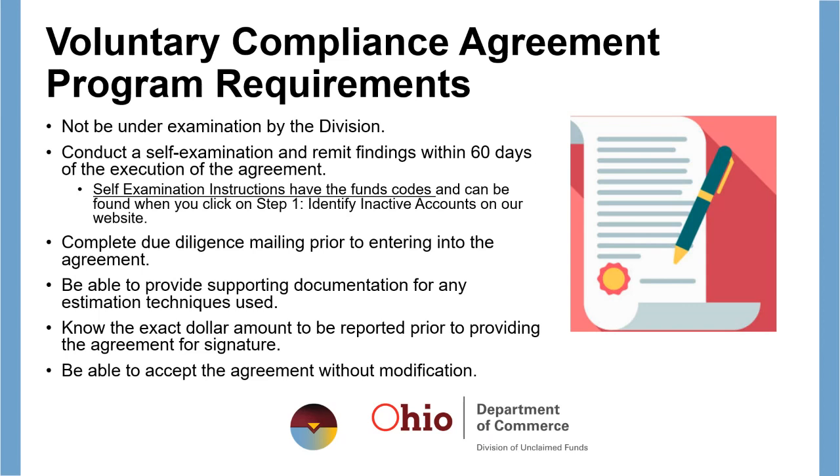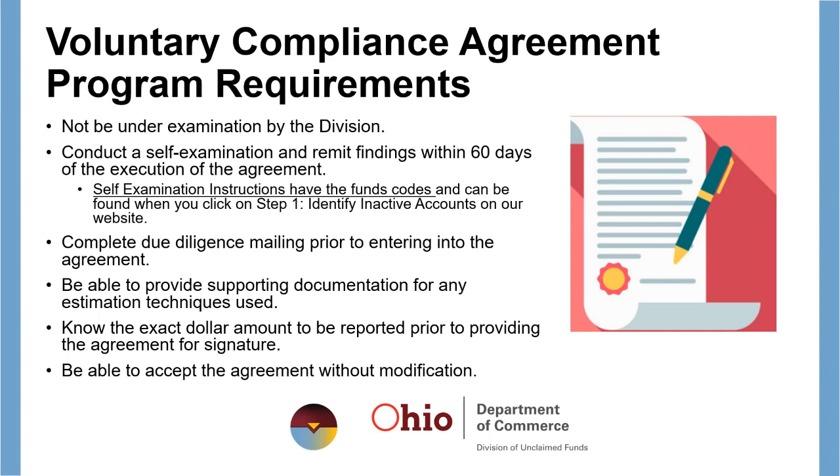Also, the company agrees to perform a self-examination of their records to identify any possible reportable funds. Examples include uncashed payroll checks, credit refund checks, commission checks, checking and savings accounts, or any other dormant checks or aging accounts. We have a complete list of possible account types and their dormancy periods on the website under the Identifying Inactive Account section.